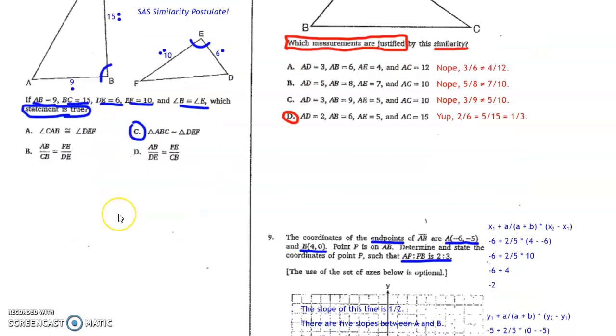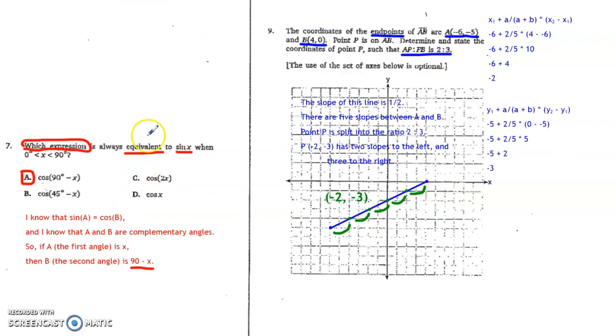SAS Similarity. For question number 7, it's asking which expression is always equivalent to sine of x. This is just saying when x is less than 90 degrees, which means that the values of x are acute or smaller than 90. It tells us that sine of x has to be equivalent to that. Well, what is equivalent to sine of x? We know that's equal to cosine of 90 minus x.